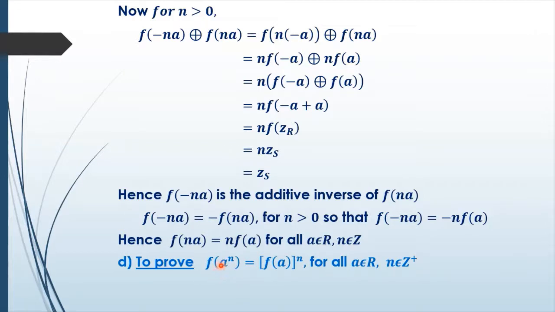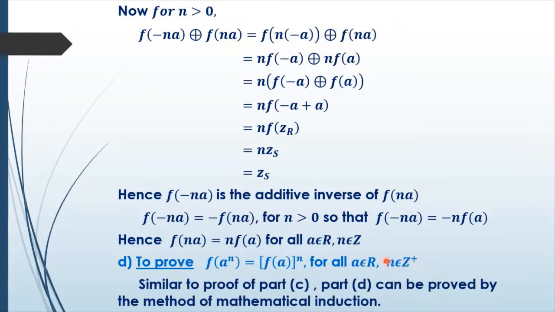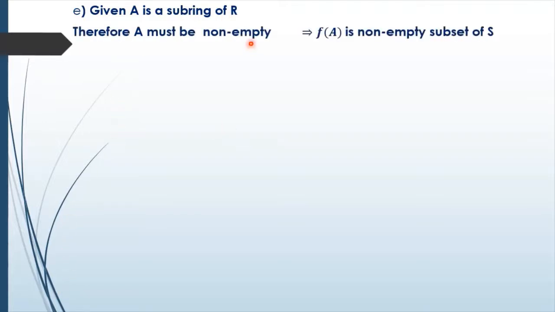Similarly, we can prove that f of a power n is equal to f of a whole power n for all a belonging to R and n belonging to Z plus, that is positive integers. Similar to the proof of C, we can prove this also. Next, the last proof for this theorem. Given A is a subring of R, we have to prove that f of A is a subring of S. So A is a subring implies A must be non-empty, which implies f of A is also a non-empty subset of S.